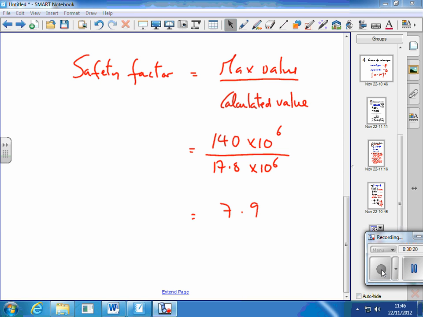Right, Chris, did you take on that point James was making? So we're normally looking for around about 10. Perhaps I'll add that here. So the safety factor should be around about 10.